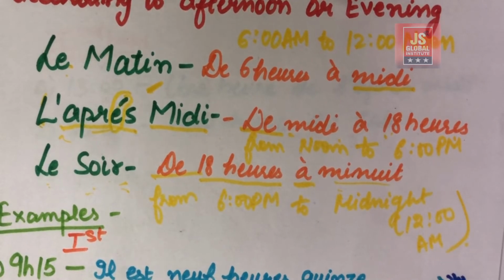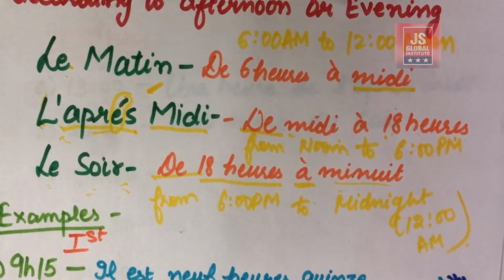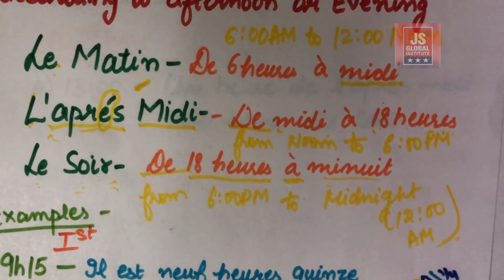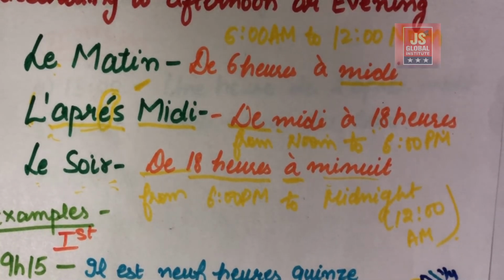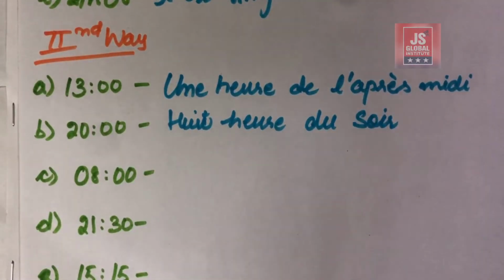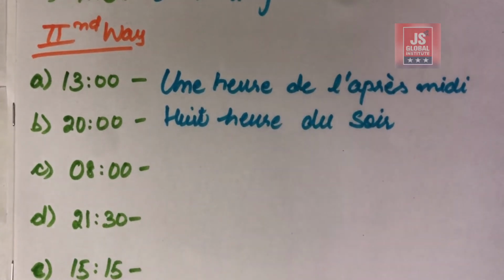Students, let's have a quick look over the slots that have been divided, that is morning, afternoon and evening. First of all, le matin from 6 a.m. in morning to noon, then l'après-midi from 12 noon to 6 p.m. in evening, and evening time lies from 6 p.m. in evening to midnight. Okay, so now we are going towards the timing that has been answered with representation to morning, evening and afternoon. So the first example given over here is 13h.